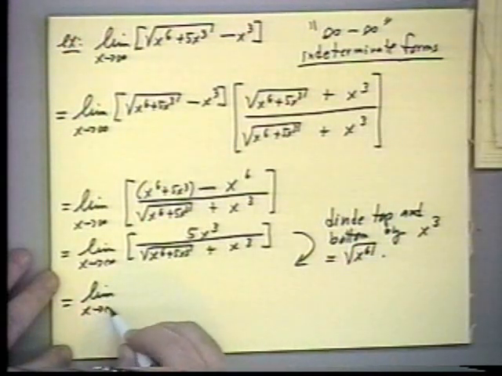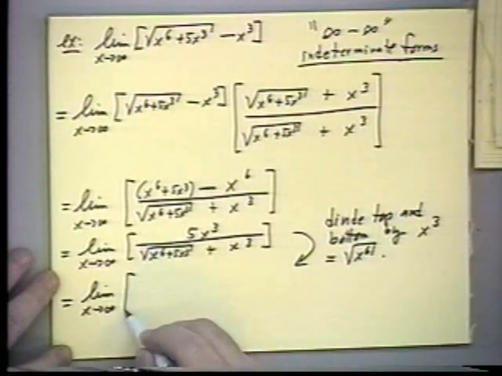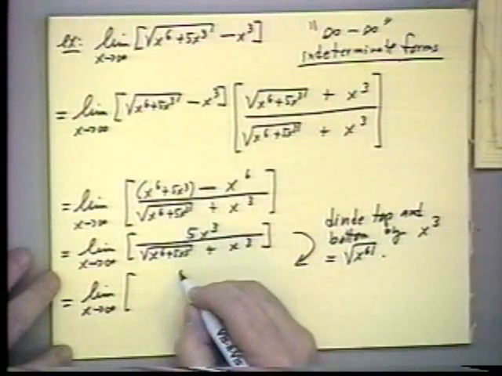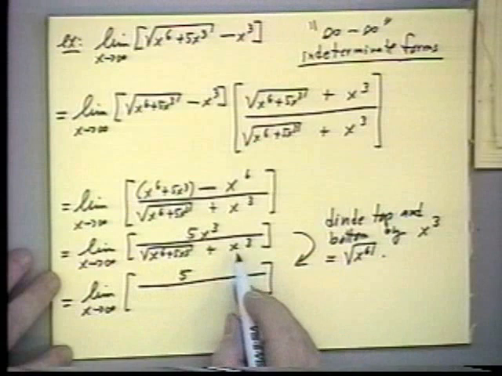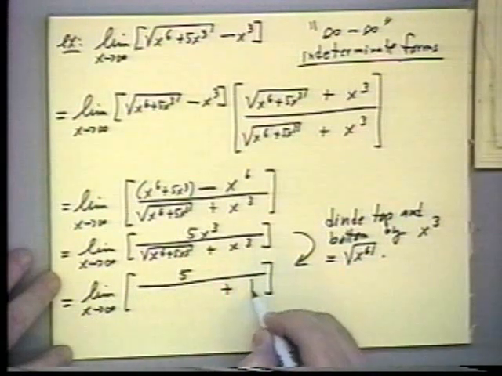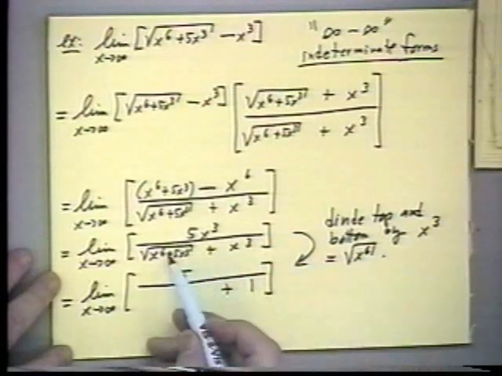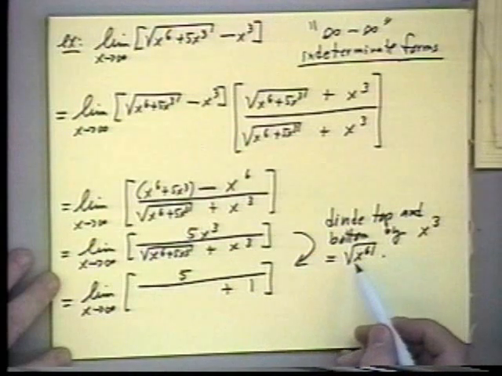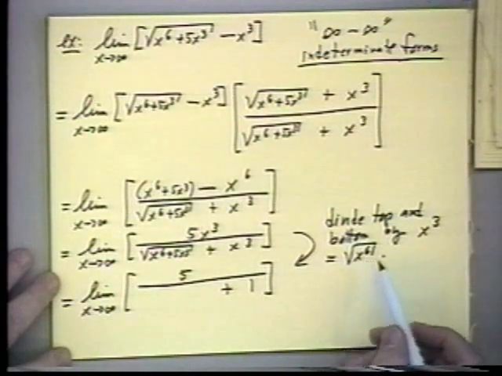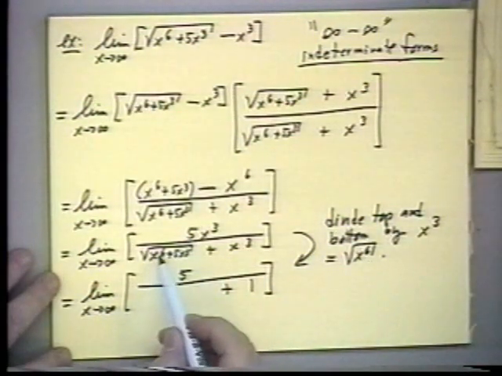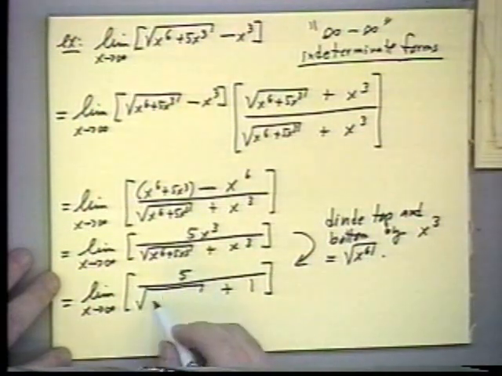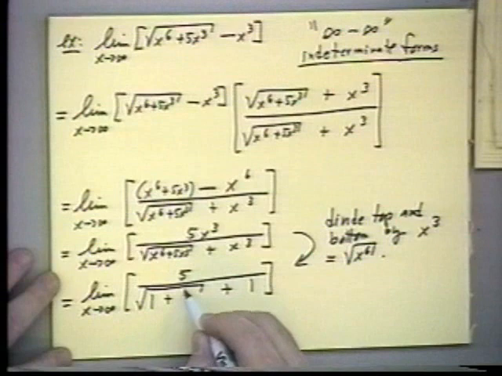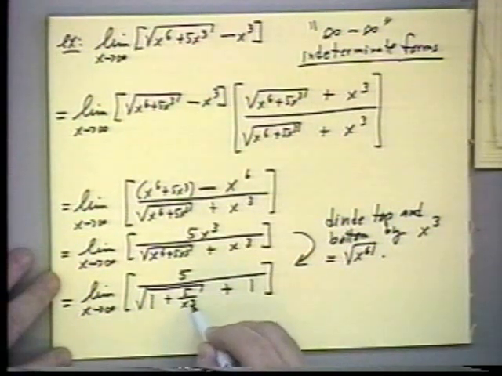The limit as x goes to infinity of, the top divided by x cubed just leaves us with 5. That's good. The bottom, on the right, we're going to get just plus 1. We're dividing by x cubed. On the left we'll divide by x cubed in this form of square root of x to the 6th. That x to the 6th will then go and divide into each of these, leaving us with a square root of 1 plus 5 over x cubed.